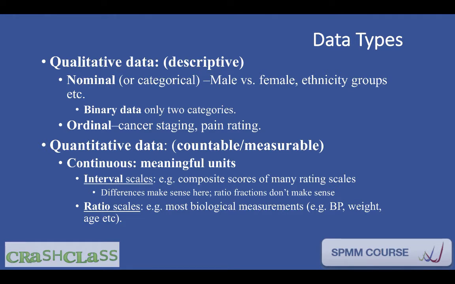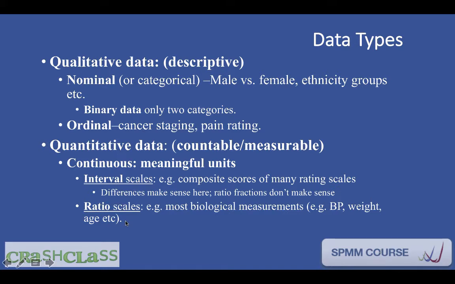Your depression is double the time severe than another person's depression. No, those things do not make sense when you use interval scales. Okay, so when you use an interval scale, difference makes sense, but ratio doesn't. Okay. What about a ratio scale?